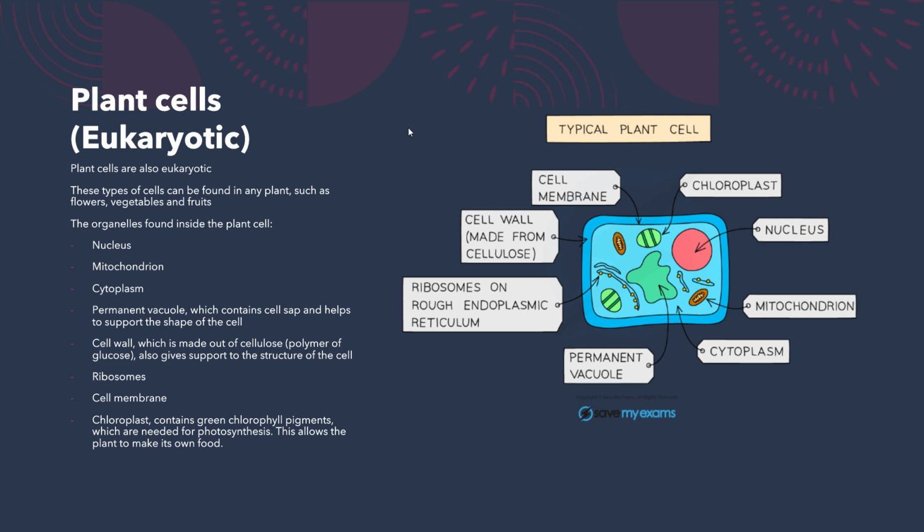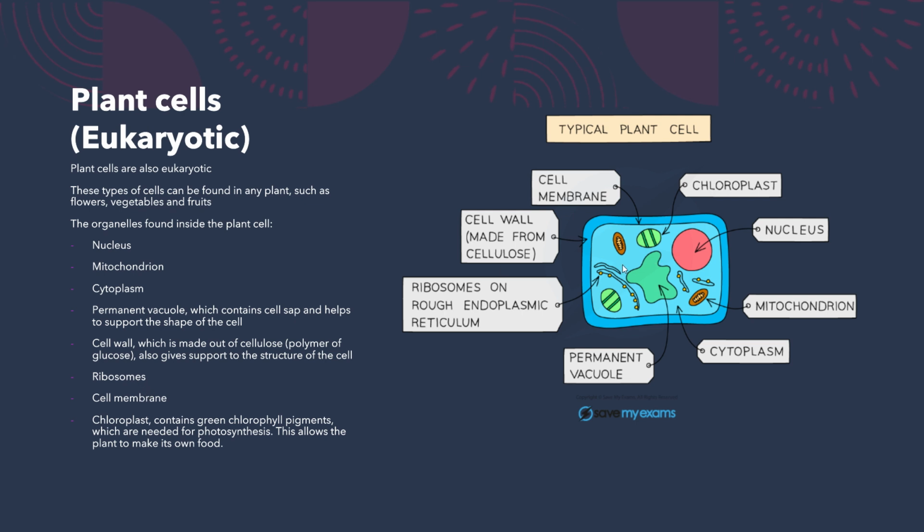Next, we have another type of eukaryotic cell. Remember, there are only two types that are eukaryotic, animal and plant cells. Plant cells are eukaryotic also, which means they also have a nucleus, and they are found in all plants in the world, such as Venus flytrap, strawberry, banana, sunflower, violet, whatever you can think of. There are some common organelles found in both animal and plant cells. However, plant cells have a few extras that you need to remember. The organelles that are the same are nucleus, mitochondrion, cytoplasm, ribosome, and cell membrane.